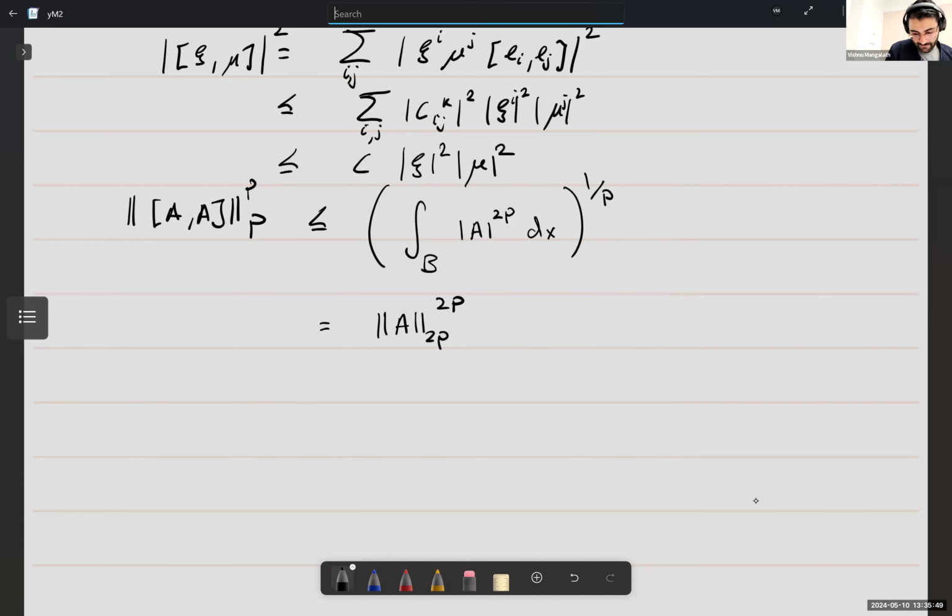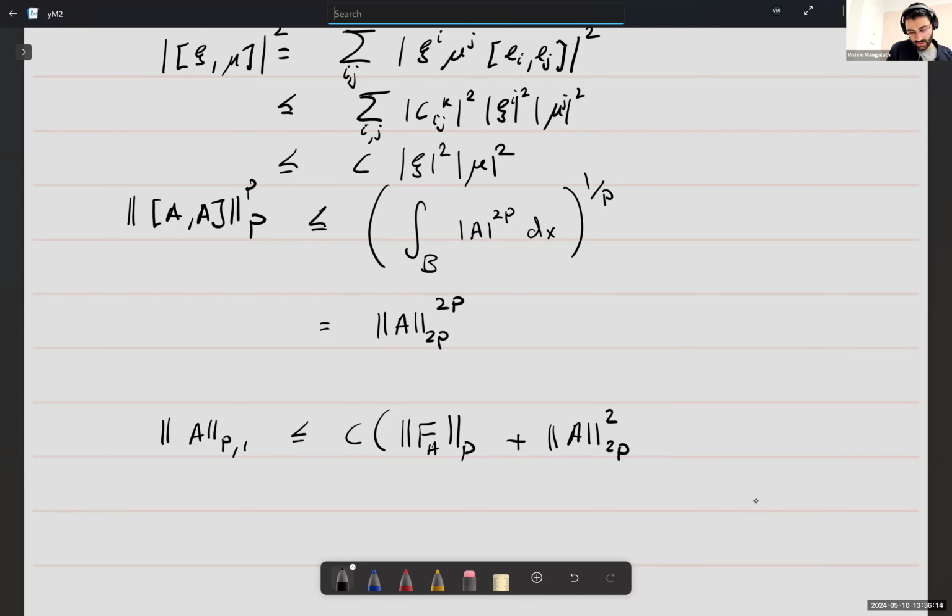2P to the 2P. Right, yeah. Okay, so then I can write, this AP1 is controlled by C, FA, P plus A squared 2P. So it's still, I still have a problem. I have this quadratic term, not good. I can't move it to the other side yet.